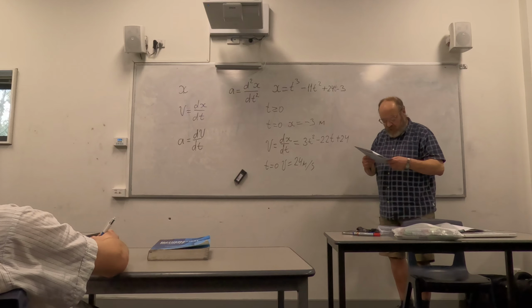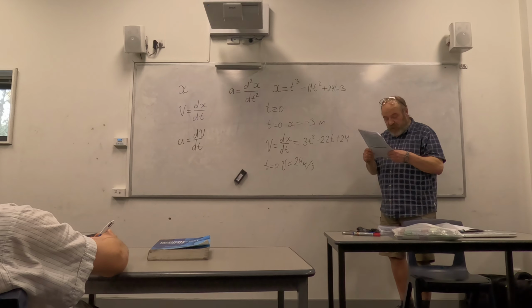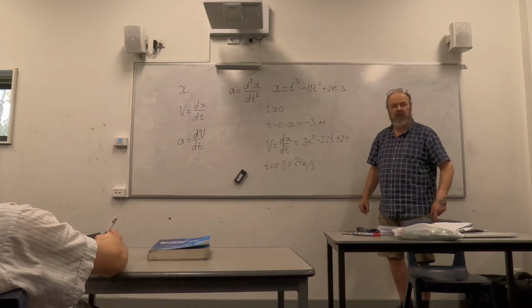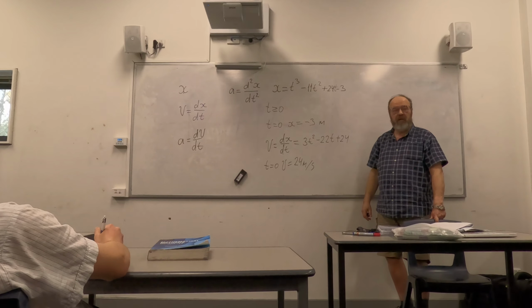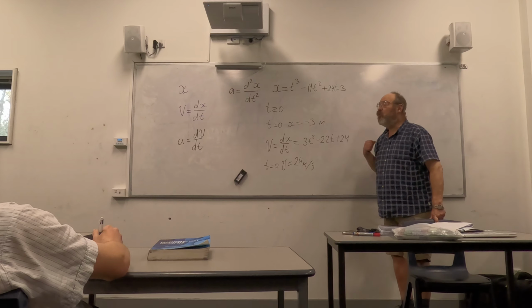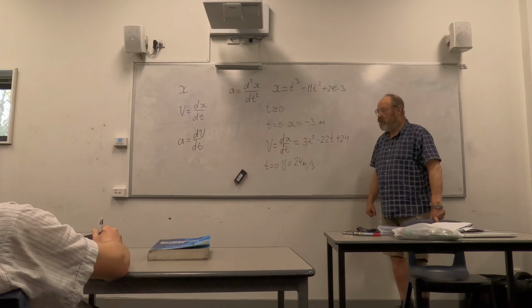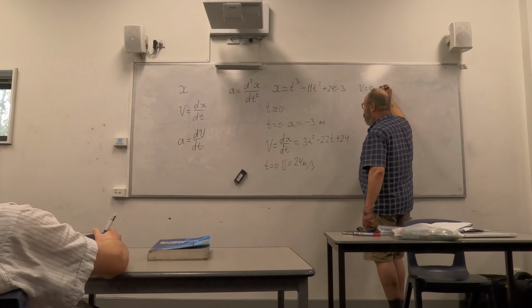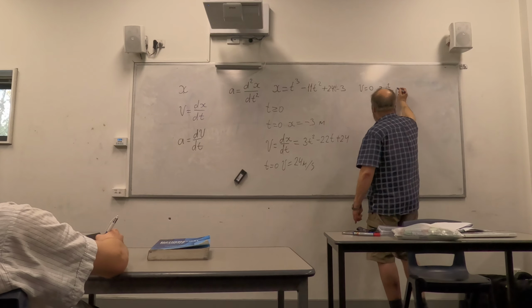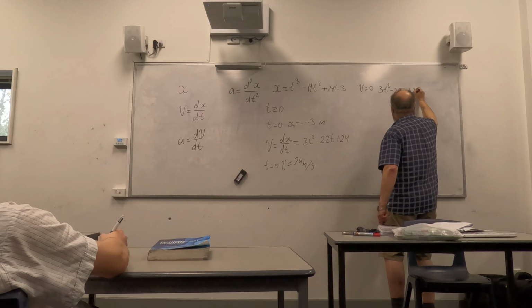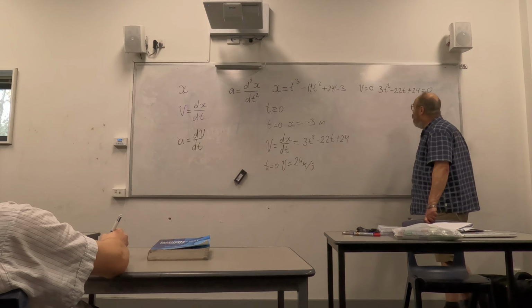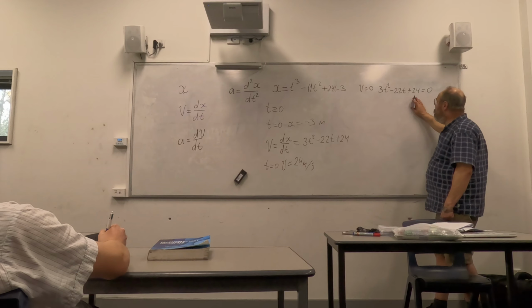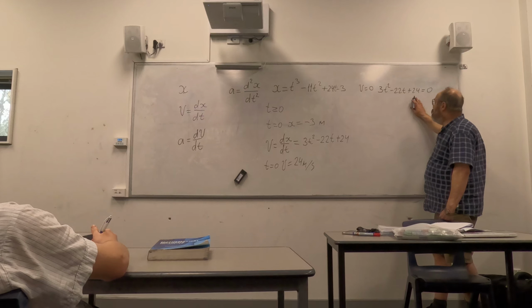Now, we have found the initial velocity. At what time is the particle stationary? Stationary means the velocity equals 0, at the turning point. So we need to solve 3t squared minus 22t plus 24 equals 0. We have 72, this is 8, 9, 16.